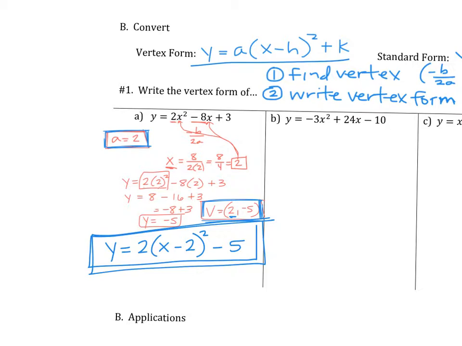Okay, questions on that? So it's minus 5 and k. Negative 5 is k. Because the equation, right, if you look at this, it's plus k. So plus a negative 5 is the same as saying minus 5.